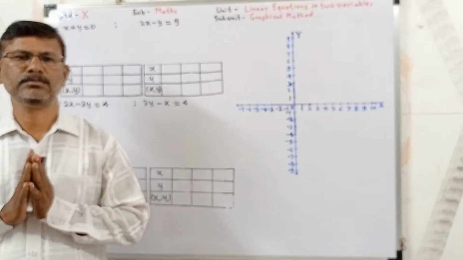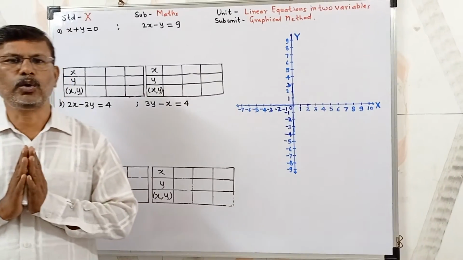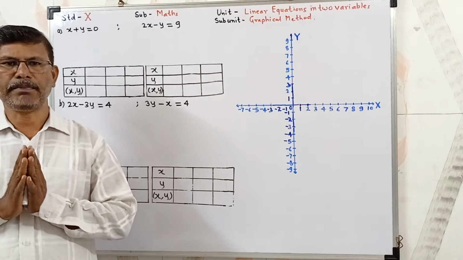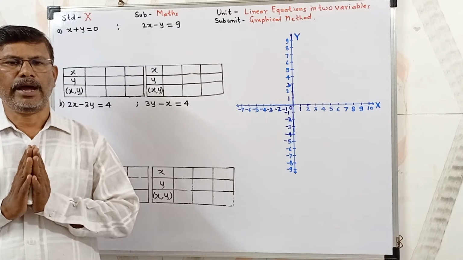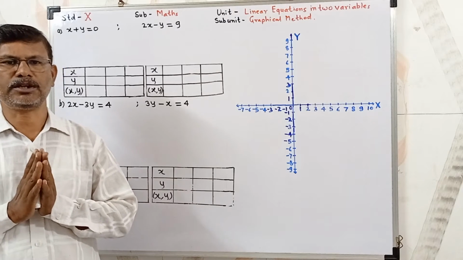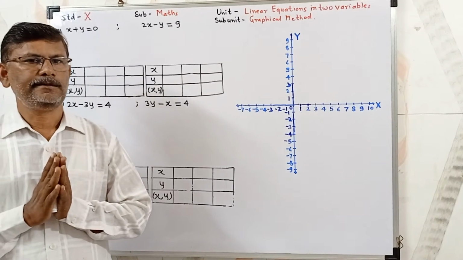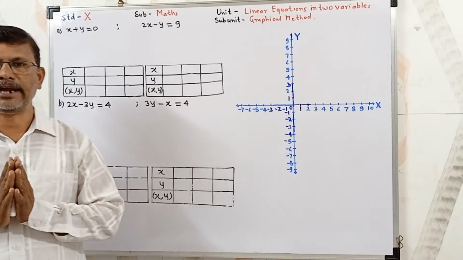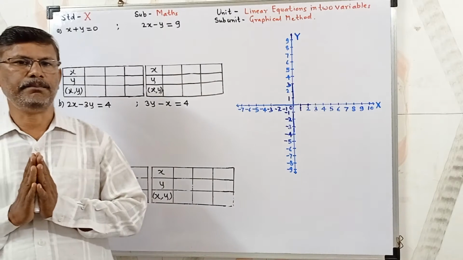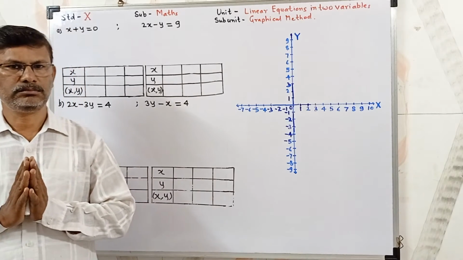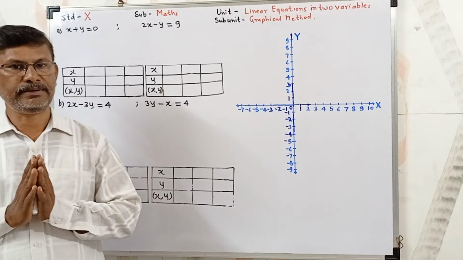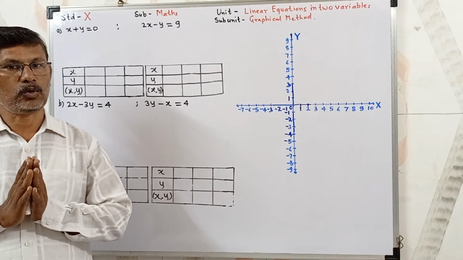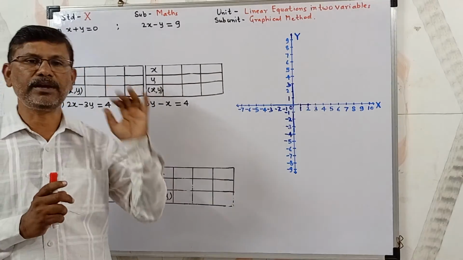Namaste students. Today we are going to learn subject maths, and the unit means chapter 1, linear equations in two variables. Last time we learned the elimination method. Now today we are going to learn the graphical method.